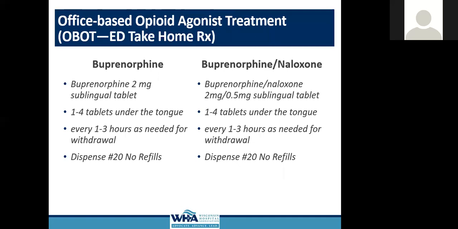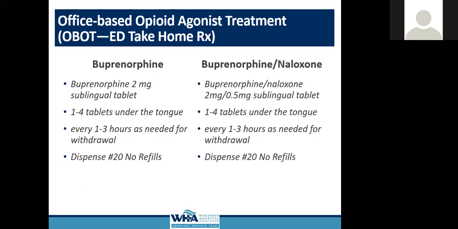So this slide here, I don't think we have to go too in-depth in terms of the take-home prescription, but it's basically all written out here. You could just take a screenshot of this slide and make this your order set for outpatient prescriptions. First, of course, make sure you're X-waivered. Second, write for 2 milligram tablets and let the patient self-titrate every 1 to 3 hours as needed for withdrawal symptoms. So again, if you're X-waivered, these are very short ED visits.